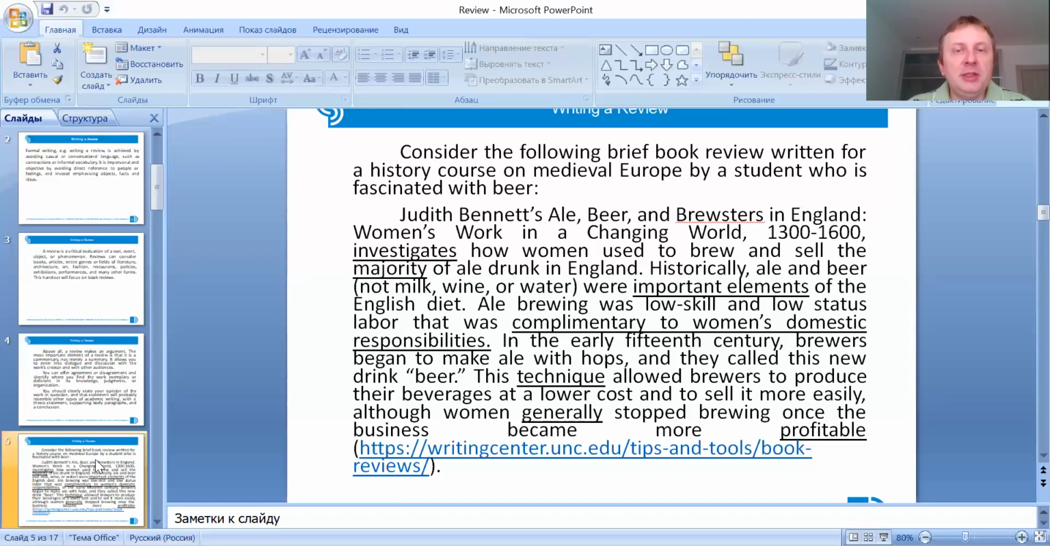If we have a look at this short review, we can notice that it is actually a summary. Yes, I agree, it is a summary. But please pay attention to such words as important elements. Ale brewing was low skill, low status. Then such word combinations as at a lower cost, more easily. So these words actually express the author's attitude to the contents of the text. So it is actually a review.